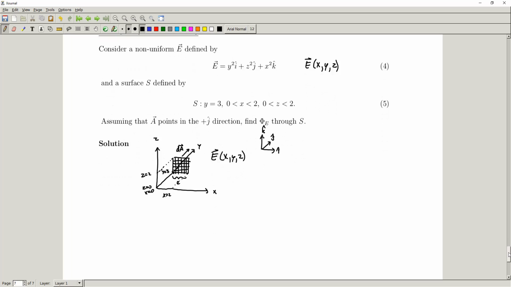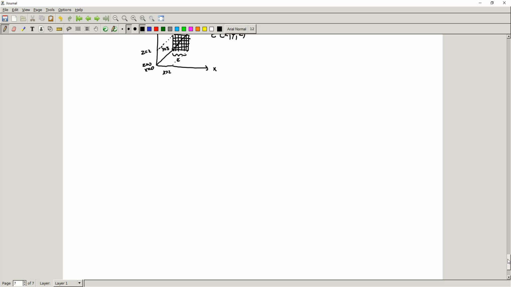So let's write down our expression. Do I have space here? I do. Okay, so we know that we're going to have to integrate to find this. So this is going to be our electric flux through the surface. This is going to be equal to the integral over the surface, right? So this is our surface S. It's going to be the integral over the surface of E dot dA.